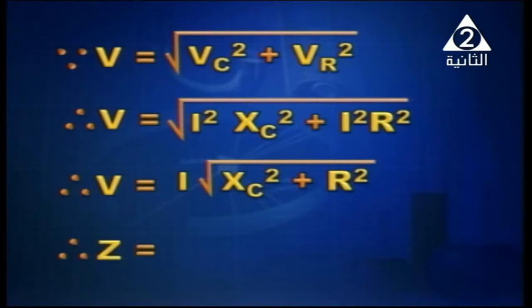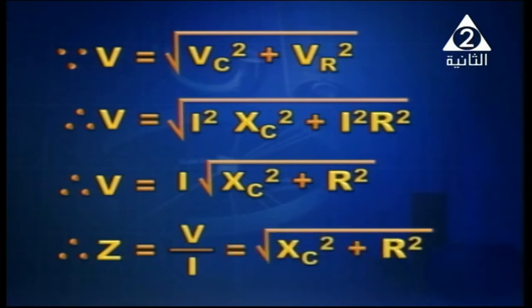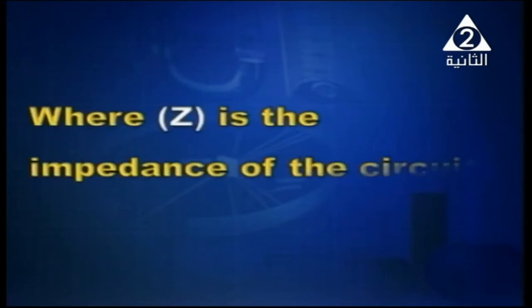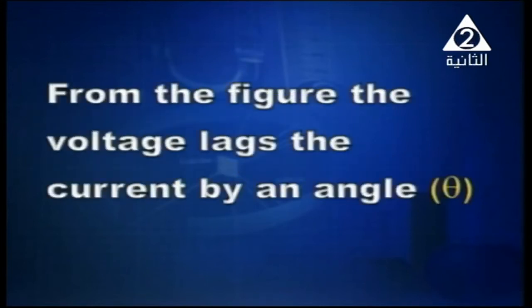In this way, we can determine the impedance, which is equal to V over I, and it is equal to the square root of XC squared plus R squared. And as I said, Z is the impedance of the circuit. From the figure, the voltage lags the current by an angle theta. We want to determine the amount of this angle.